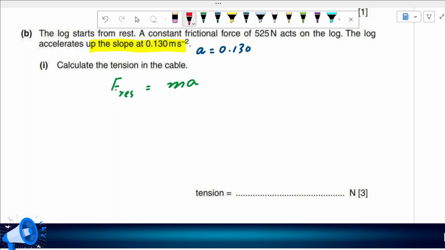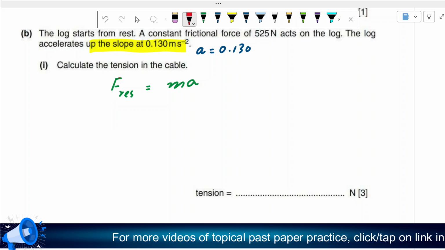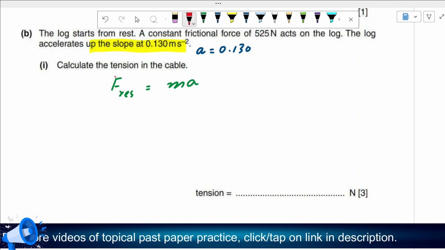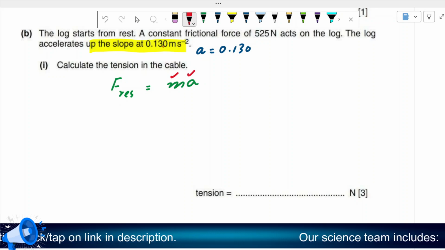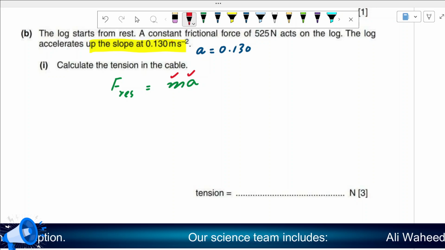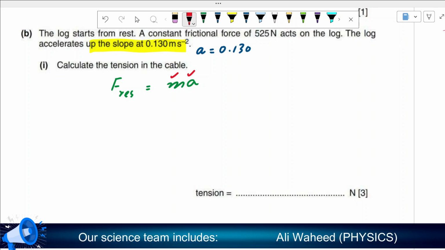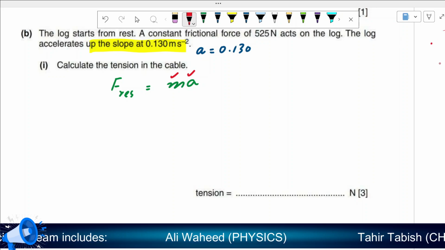Among the resultant forces, or I should say among the forces, there would be a tension also. Mass is given already, acceleration is given over here. So let us label the forces in the question on the diagram.